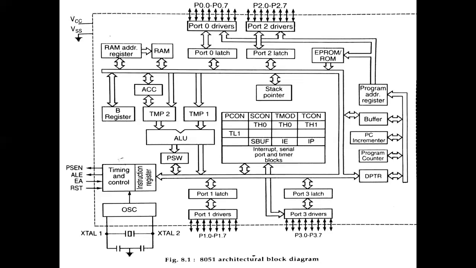So you can see there are four ports: port 0, port 1, port 2 and port 3. In this microcontroller, port 0 driver is connected to the port 0 latch and port 2 driver is connected to the port 2 latch. So what is the purpose of the latch? The port latch allows us to store data going out of the port or coming into the port.